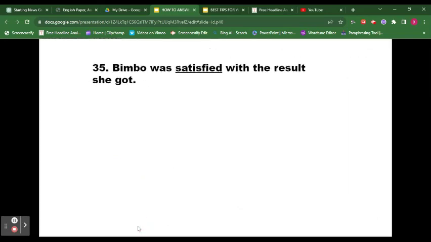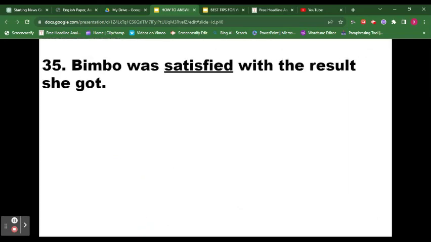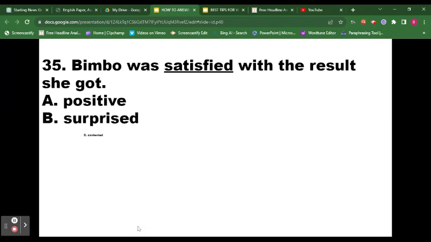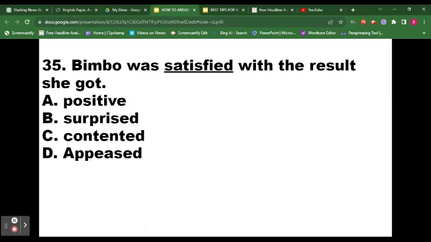Okay. Question 35. Bimbo was satisfied with the result she got. Satisfied. Okay. A, positive. B, surprised. C, contented. And D, appeased. When you are satisfied, you are contented with the result. So the correct option is C, contented.